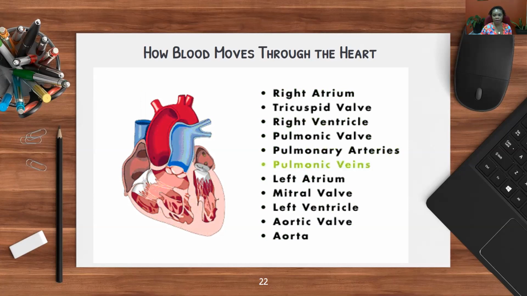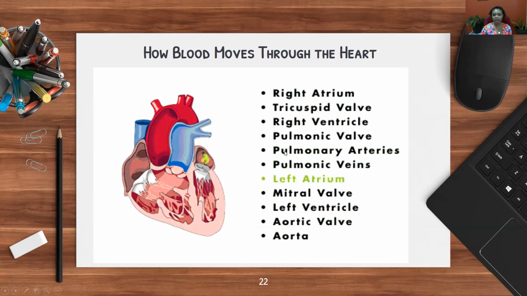So it's taken back to the heart via the pulmonary vein, then it goes into the left atrium through the mitral or bicuspid valve, then into the left ventricle, then through the aortic valve to the aorta. And the aorta is the largest artery, largest blood vessel, and that branches off to take the blood to the rest of the body.